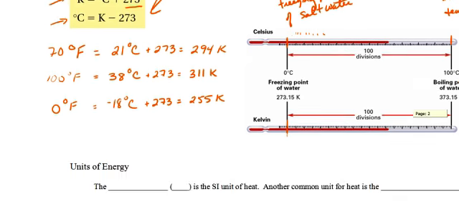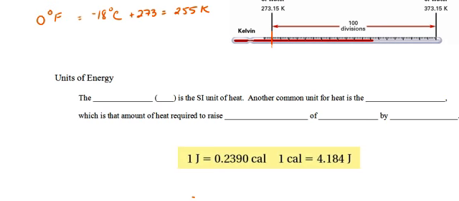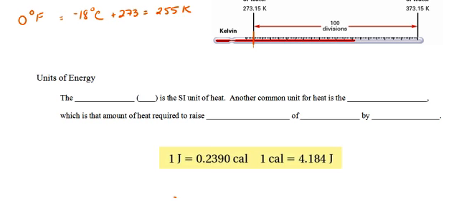Now the last thing that we want to talk about is energy. And we'll scroll over just a little bit, see if we can't fit all this on one screen. There we go. The SI unit of energy is the joule, which is given the symbol J. And it's the SI unit for energy or for heat. Heat is a form of energy, but it actually can be used for any form of energy.